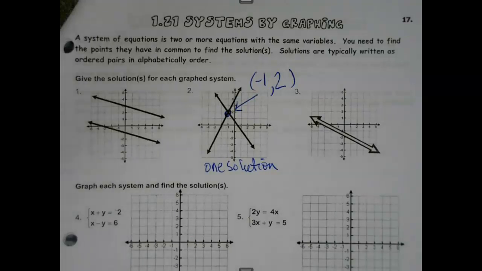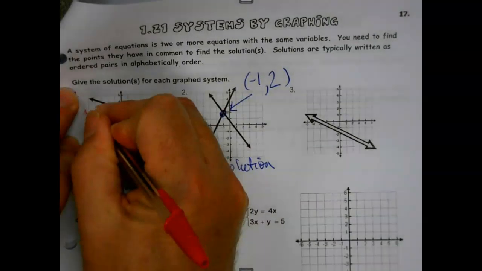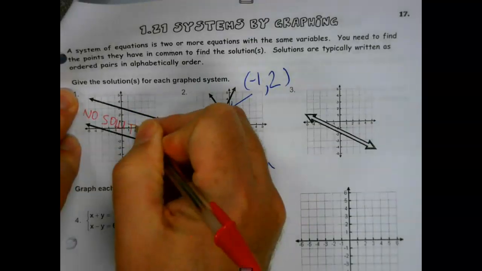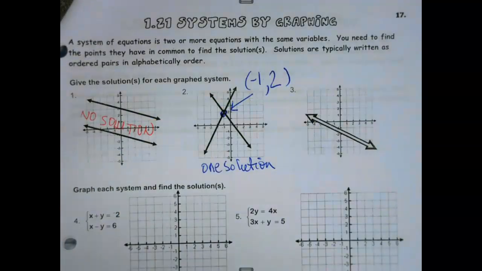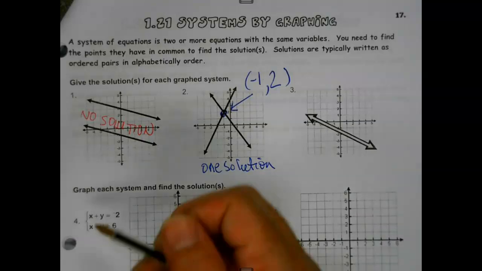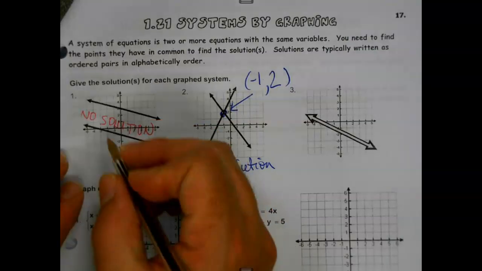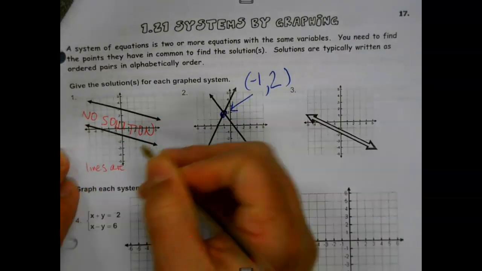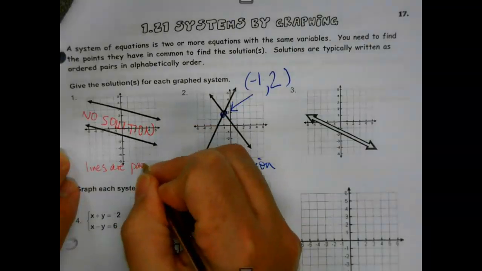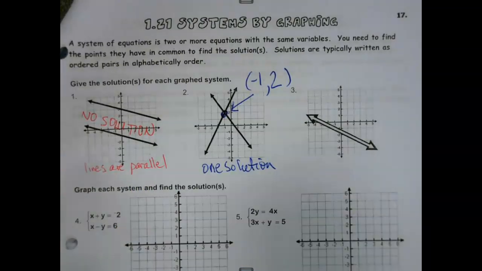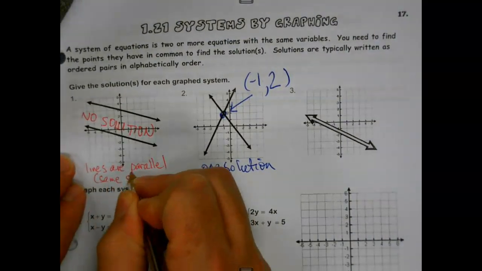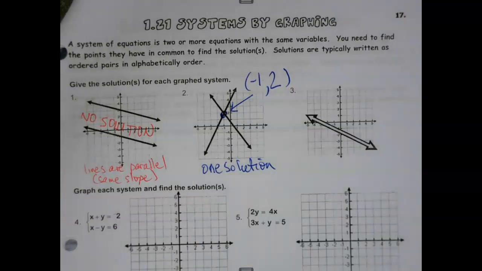If they don't cross at all, like these do, I will write in the middle of them, no solution. But let me take that one step further. There's a way, if you don't have a graph, to tell if there's no solution. And that's going to be if your lines are parallel, or if you remember back to seeing this before, they have the same slope.